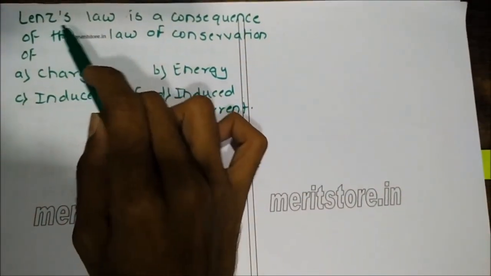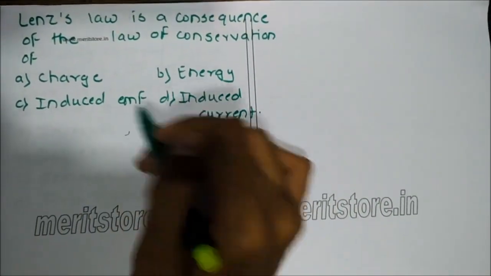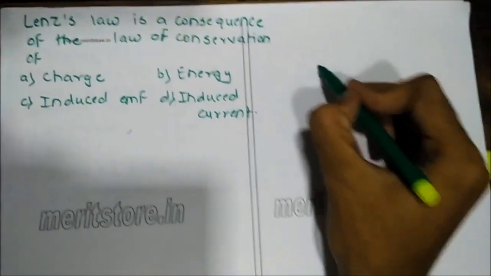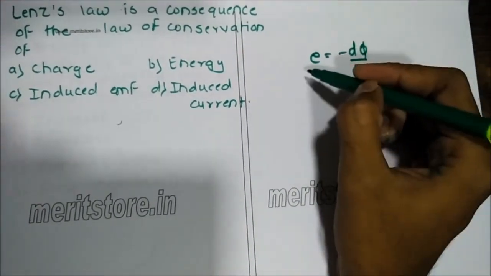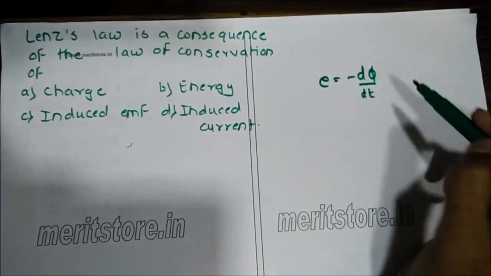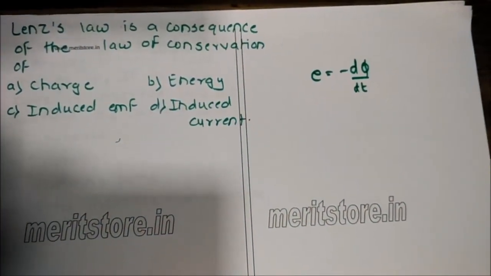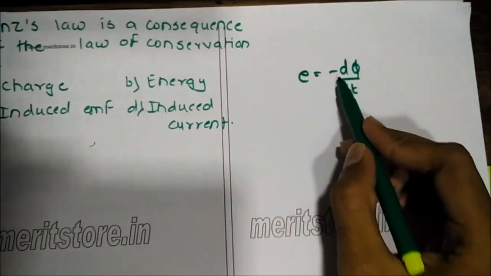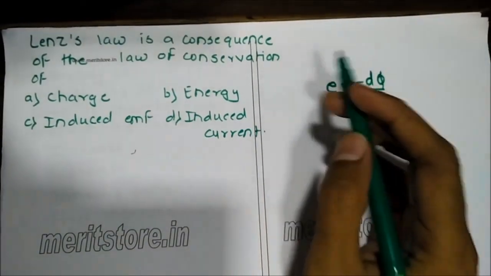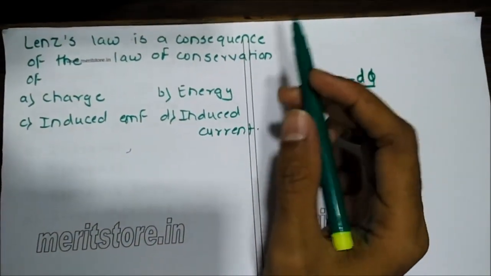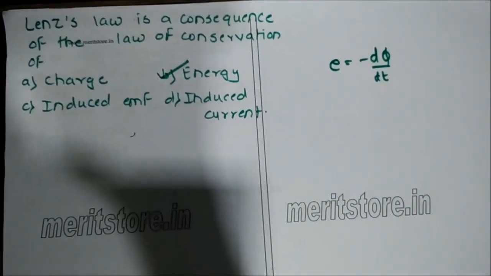Next question. Lenz's law is a consequence of the law of conservation of charge, energy, induced EMF, or induced current. Lenz's law is E equals minus d phi by dt, that is the induced EMF equals the change in magnetic flux over time. Because of the opposition to the change in magnetic flux, we have a minus sign here. It deals with the conservation of energy, neither charge nor the EMF nor the currents.